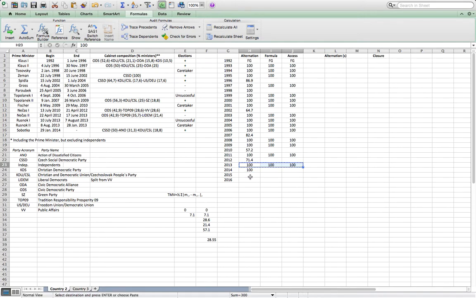Between 2015 and 2016, not that there was no alternation, that there was a total alternation. Between 2015 and 2016, we get no changes. So we have already calculated the basic scores for alternation.